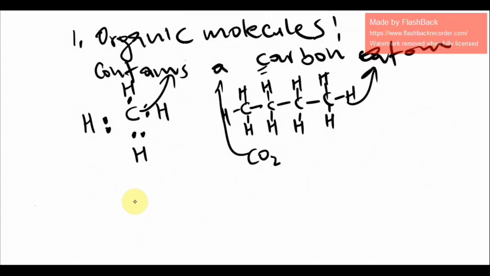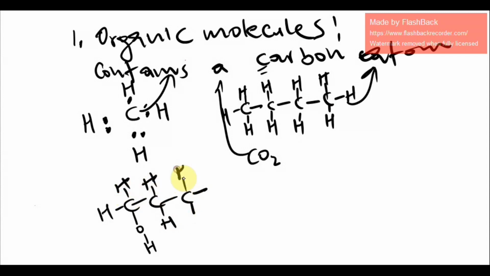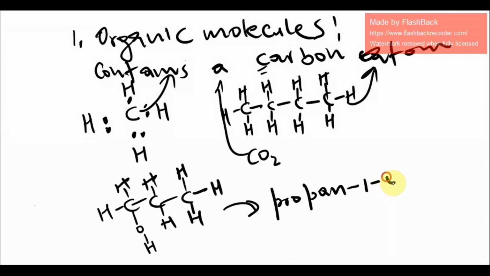Let's look at this one. This is carbon 1, 2, 3, but we also have oxygen here, and hydrogen, hydrogen, hydrogen, hydrogen, hydrogen. This one is a propan-1-ol. Okay, this is a propan-1-ol. So since there is a carbon here, we call it an organic molecule.